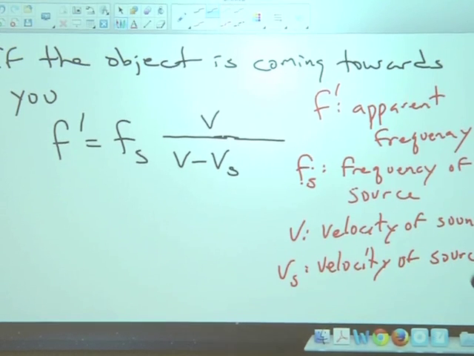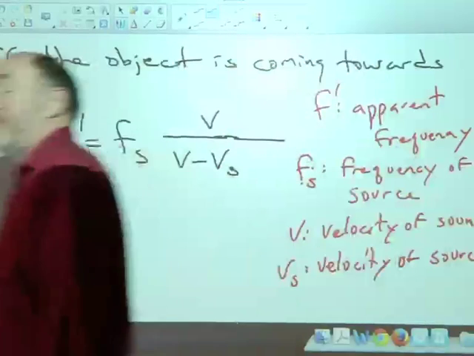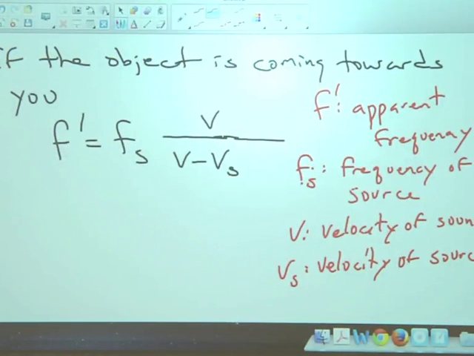So what's that first equation for when the sound is going away from you? We'll get to that. I'm going to rewrite that one again. That's just a general way, and then later on in the chapter they give you both ways. So let's do this.